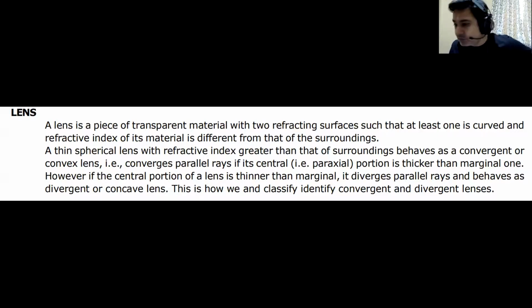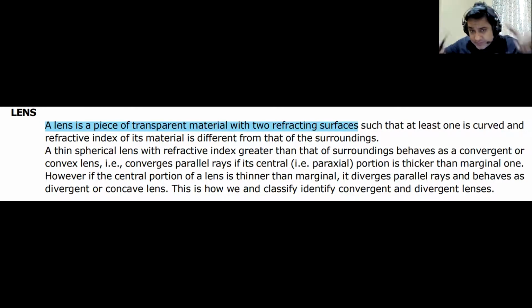The time I gave you was to understand and tell me what is a lens. A lens, as you can see in your sheet, is a piece of transparent material with two refracting surfaces. So the first thing is it must have two refracting surfaces. Do we understand this? Now, even a glass slab has two refracting surfaces. The question is, do we call a transparent glass slab a lens?